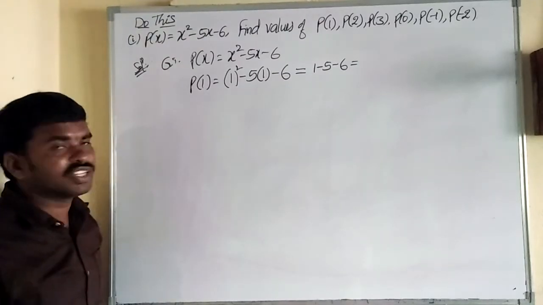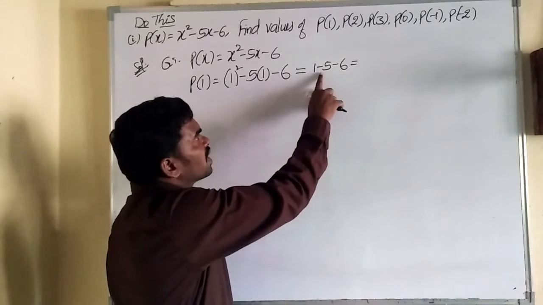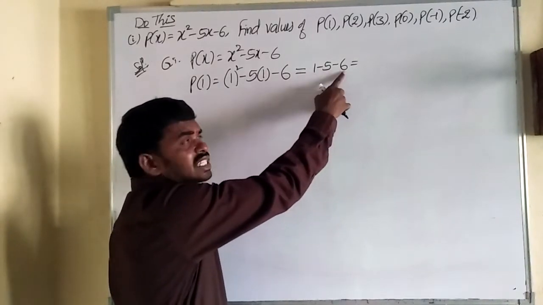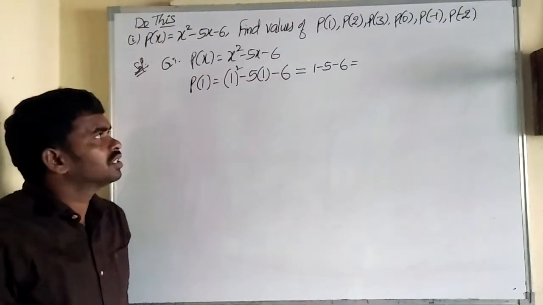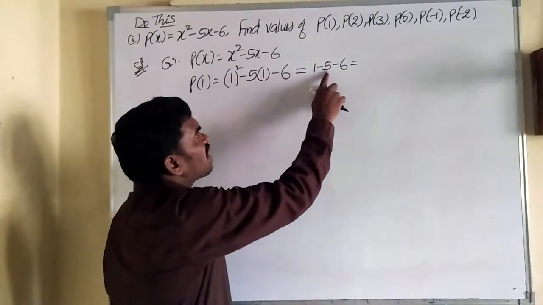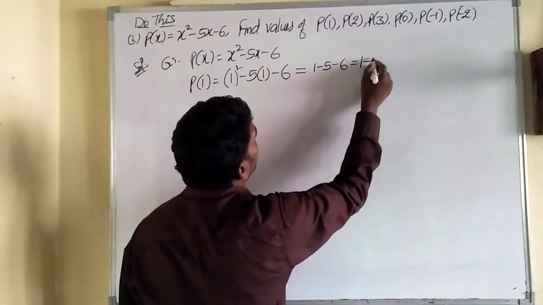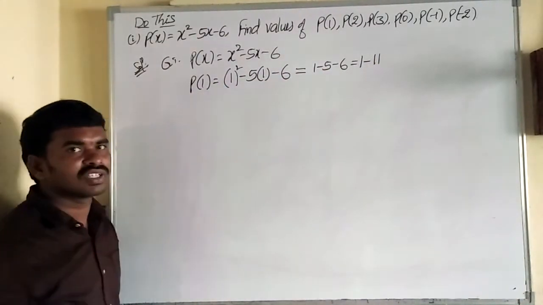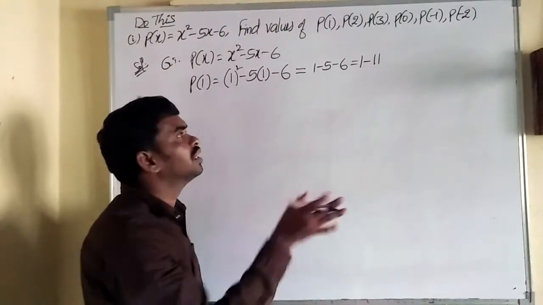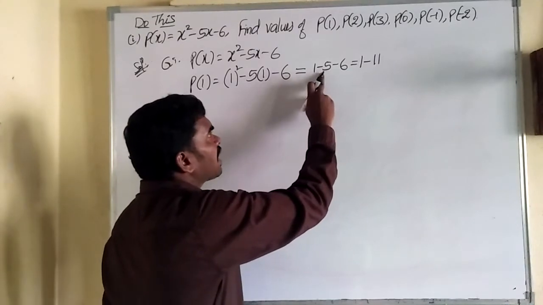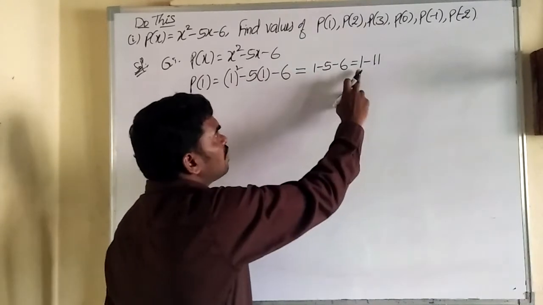Now tell me how much it will be. This is plus 1, this is minus 5, minus 6. So the negative terms: here 5 are there, here 6 are there, so total negative terms becomes 11. Only positive 1, so it becomes 1 minus 11. Don't think minus into minus plus, because there is no multiplication in between. Here there are minus 5s and here negative 6, total negatives 11.